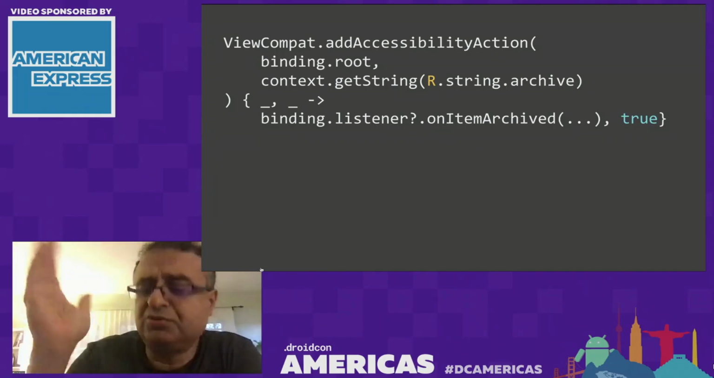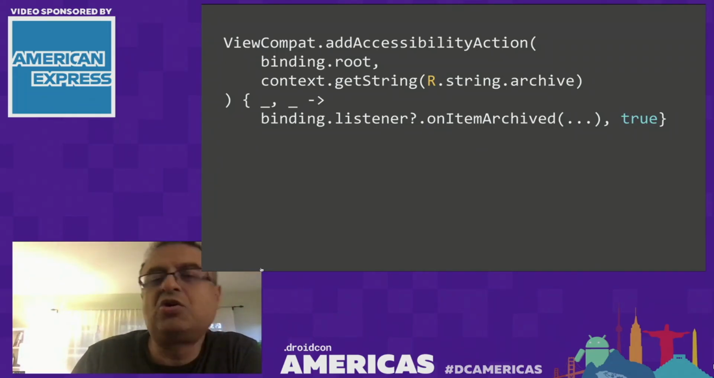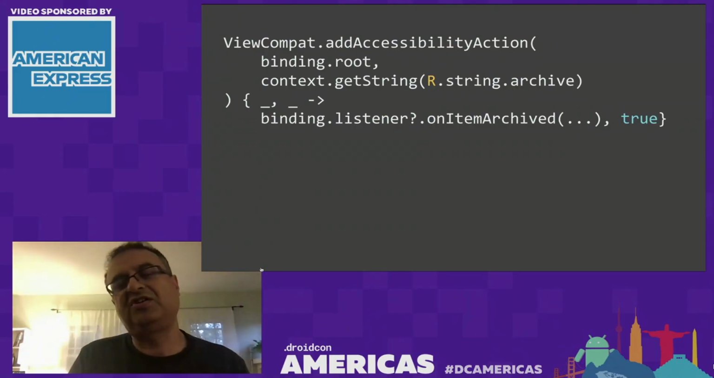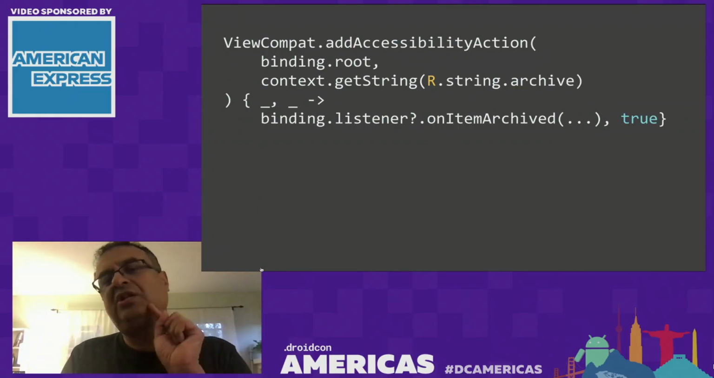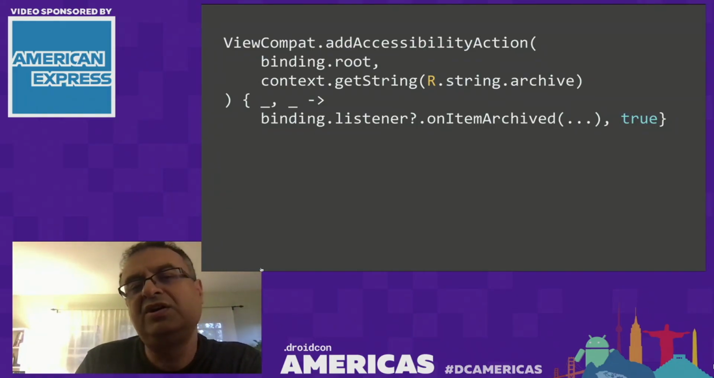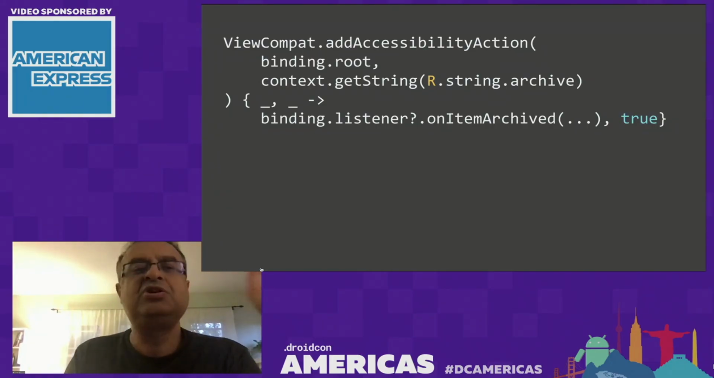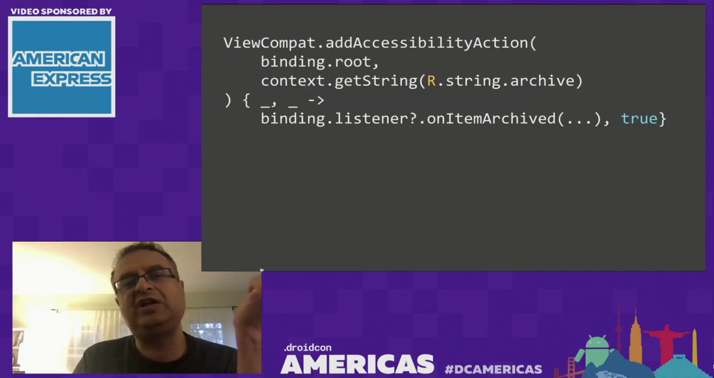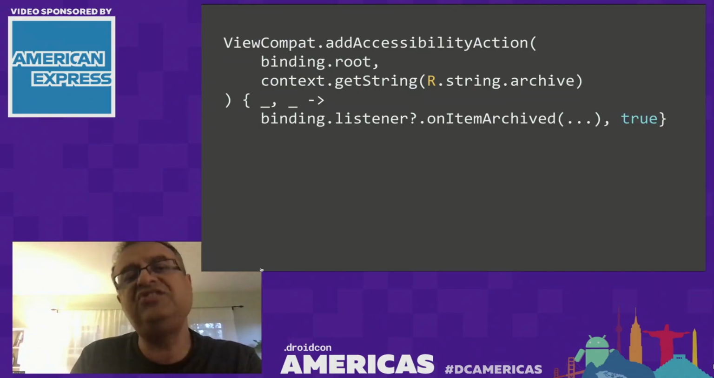And once you do this, you have told the framework to tell the accessibility services that this logic that is encapsulated inside onItemArchived should be bound to this text, and that should be surfaced to the end user in a way that is the easiest for that user to use.